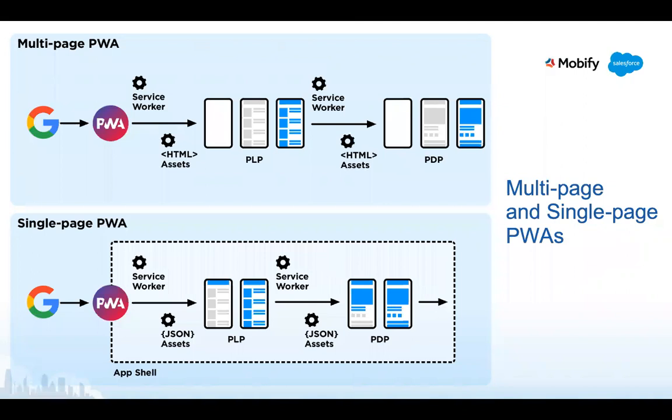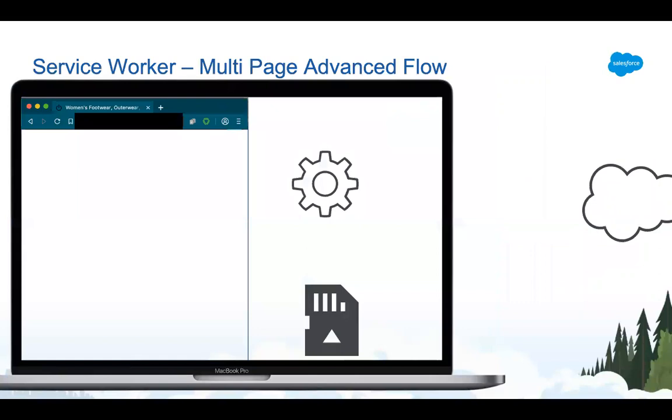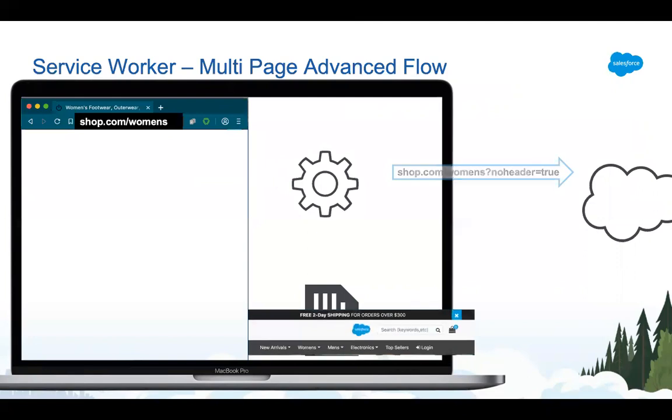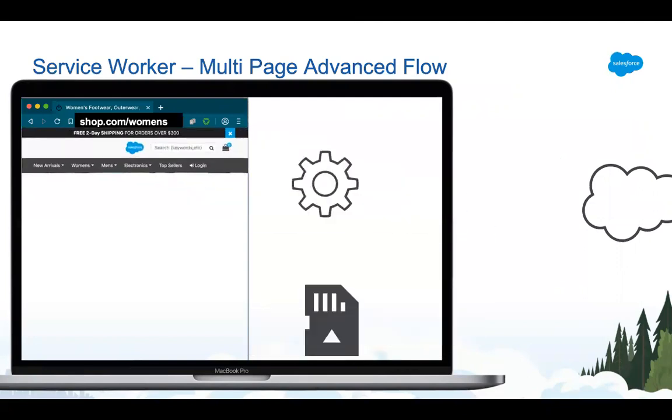So either way, a service worker is active, but you have really two different ways of building a progressive web app. In the more advanced flow, if we use an app shell, as we hit the first page and go to the women's category on a given e-commerce site, that request is routed through the service worker. The service worker knows, hey, I already have the header and the footer cached as part of the app shell from a previous request, so I can just render those up front.